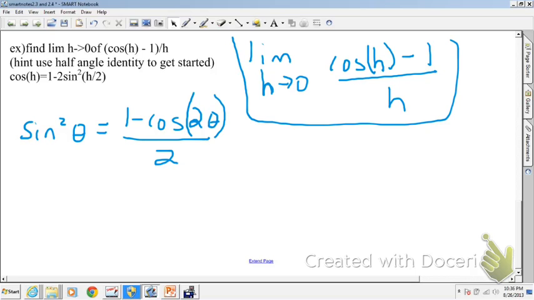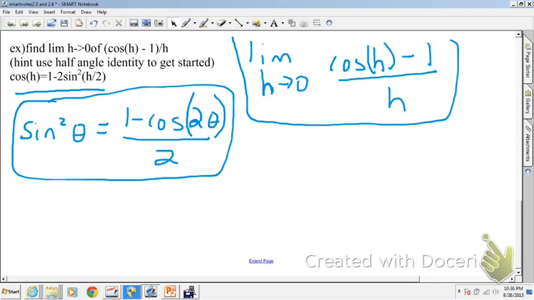Okay, but here's the thing. The author tells us, hint, use a half-angle identity to get started. And they give us, cos h equals 1 minus 2 sine squared h over 2. But on a test, you may not have that, so I really do want to walk you through that. Say you're given a list of identities, or maybe you even have memorized the double angle / half angle identities: sine squared theta is equal to 1 minus cos 2 theta over 2.